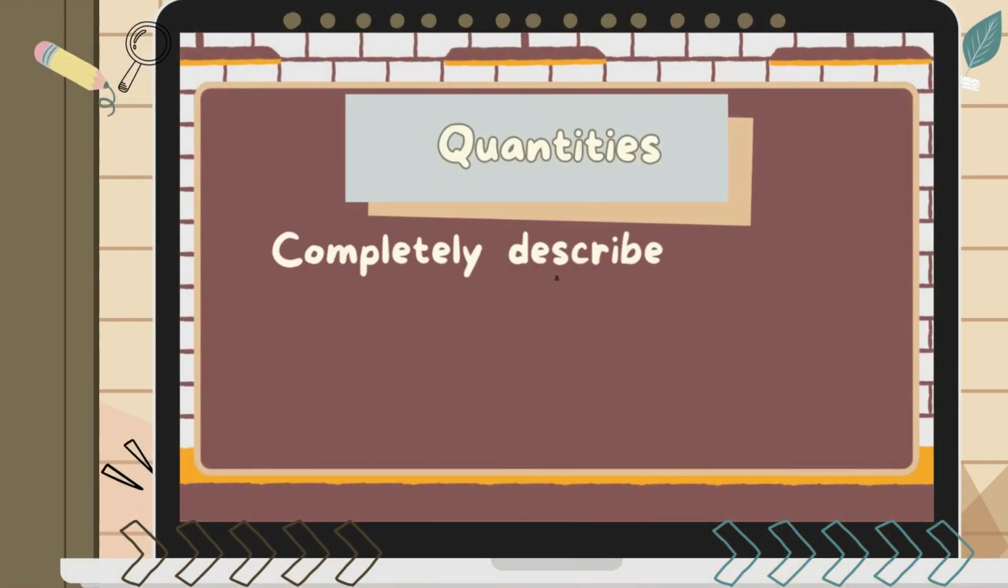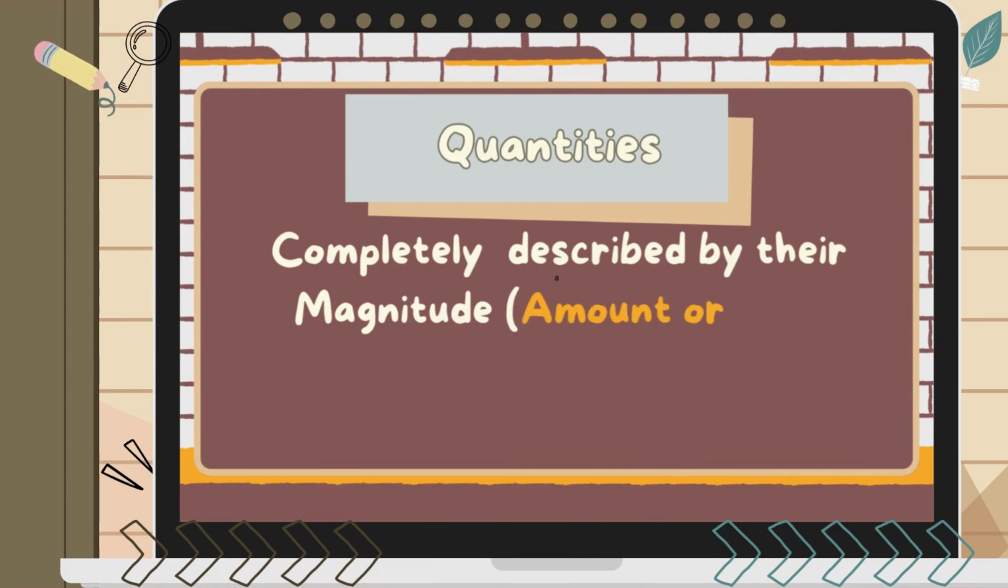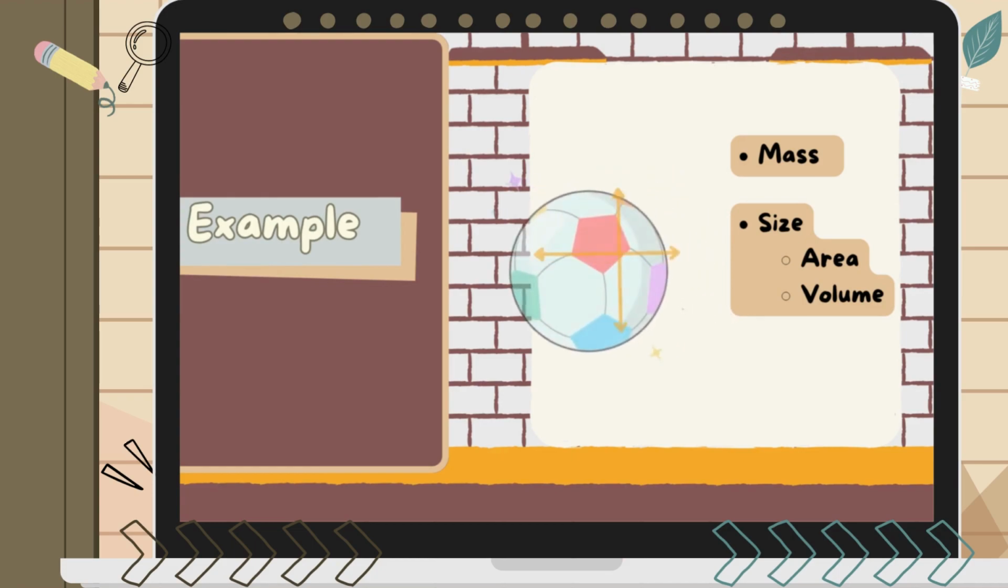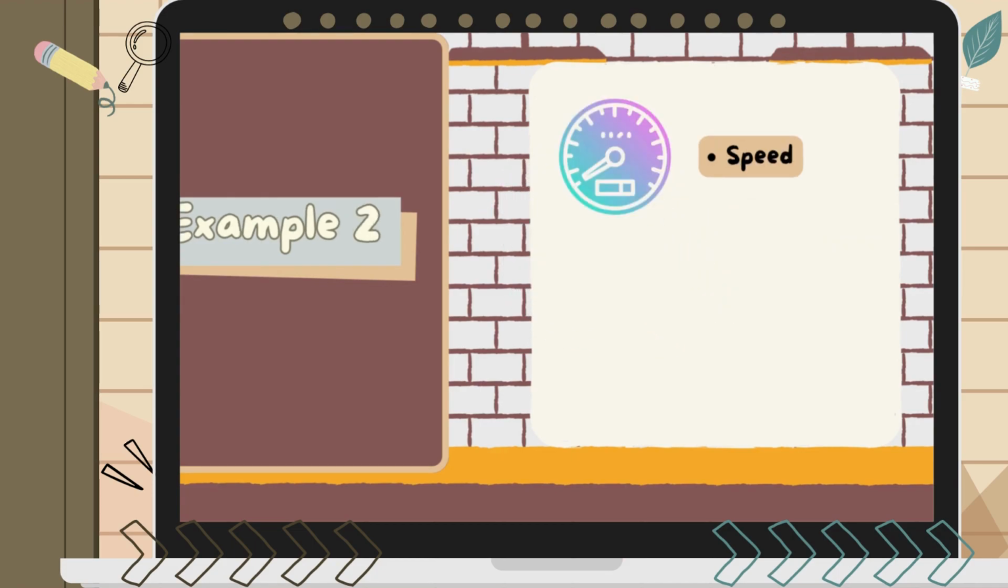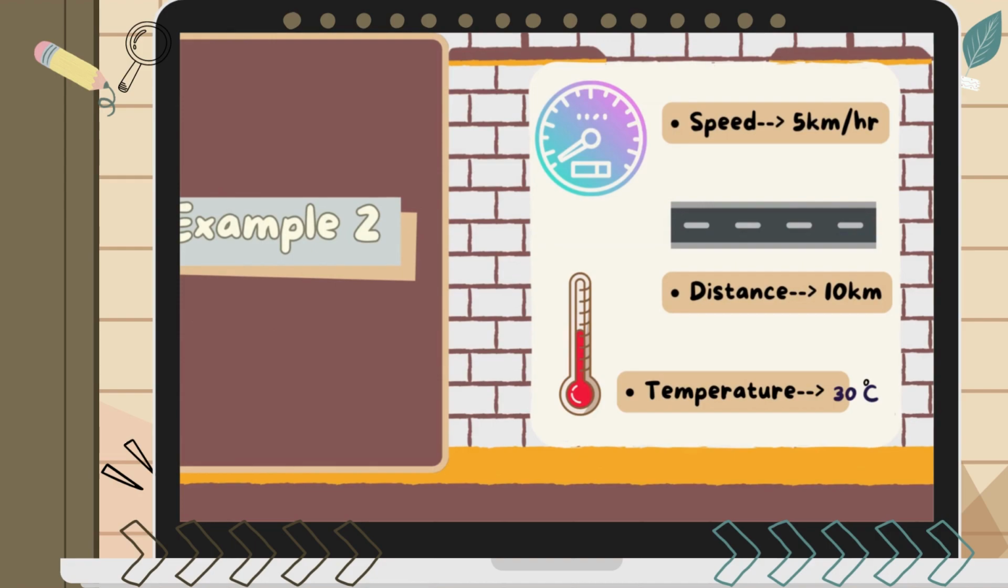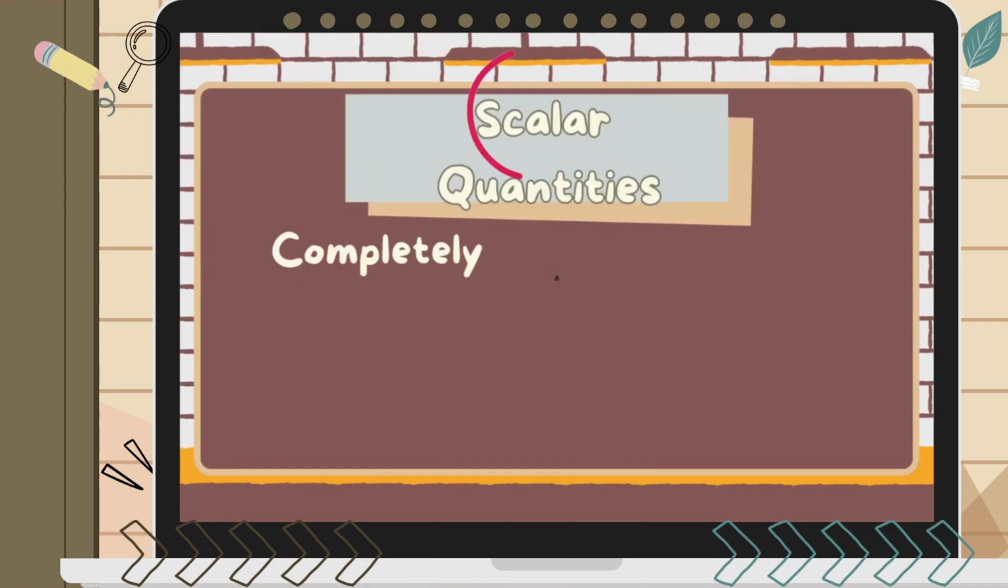Quantity by just mentioning its magnitude, that is, its amount or its size. For example, the mass of an object is given by a numerical value. The size of an object, that is, its area or volume, can be described just by a number. Similarly, speed, distance, temperature, etc. are quantities which can be completely described just by a numerical value. Such quantities are called scalar quantities.